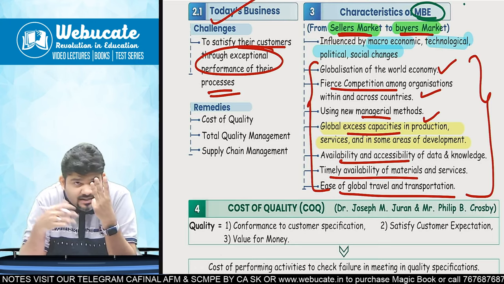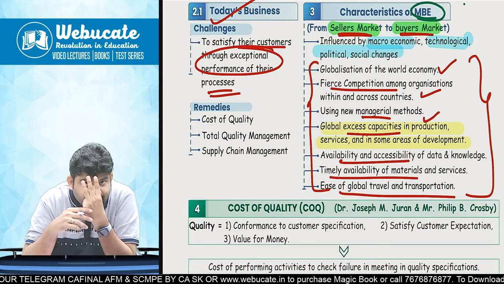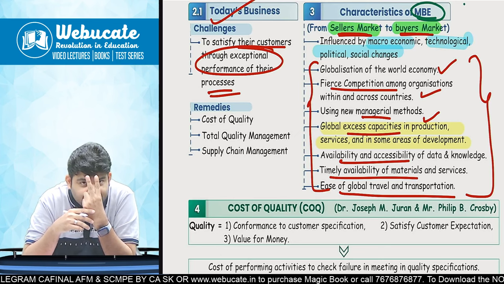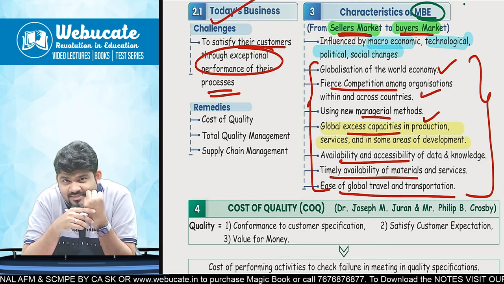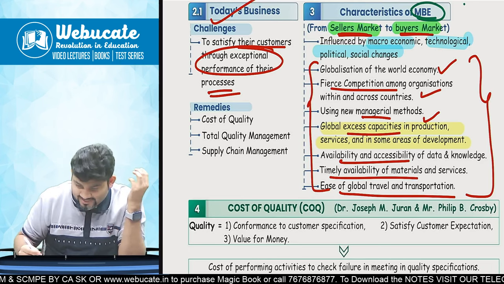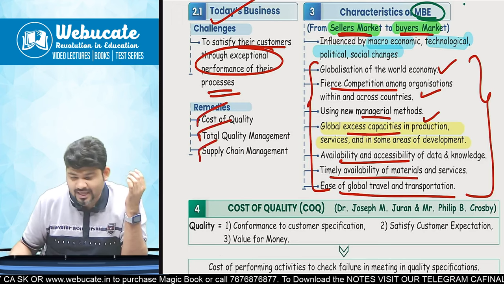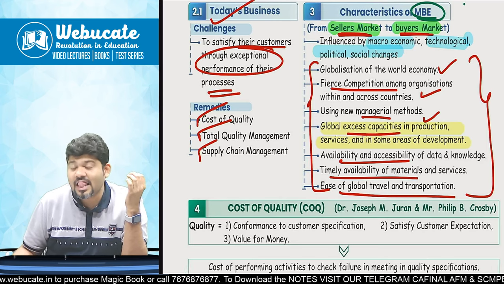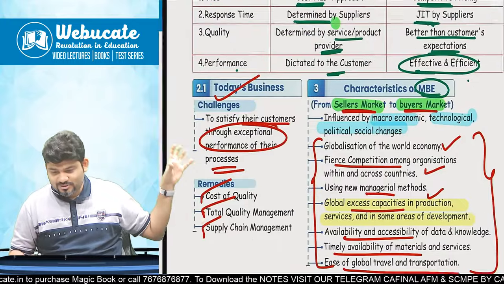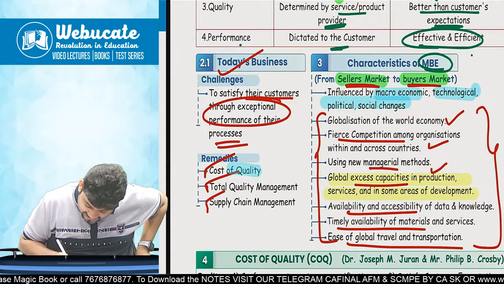And for that, three concepts are going to be very important. Just look down there. First, cost of quality. Second, total quality management. Third, supply chain management. Cost of quality, total quality management, supply chain management. Are you understanding? Are you clear? Done. So now finally, we are moving on to our first concept.